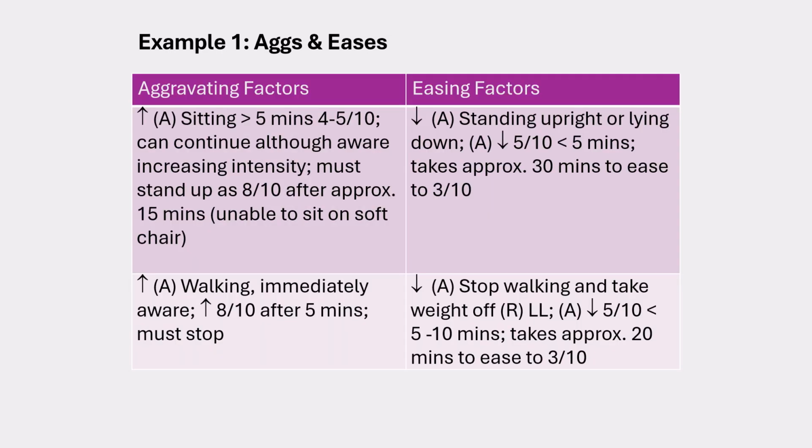You've also asked some questions to find out what he does that makes the pain worse, also called aggravating factors, and what he does to make the pain better, also called easing factors. The first aggravating factor is sitting. Pain A starts to increase after 5 minutes of sitting. The pain is about 4 to 5 out of 10, and the patient must stand up as the pain increases to 8 out of 10 after about 15 minutes.